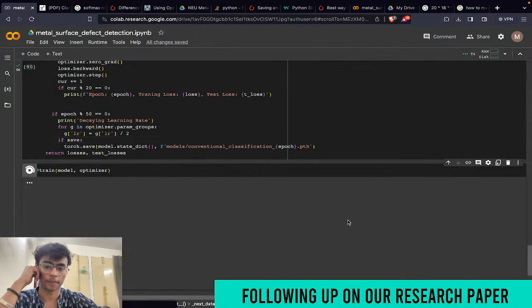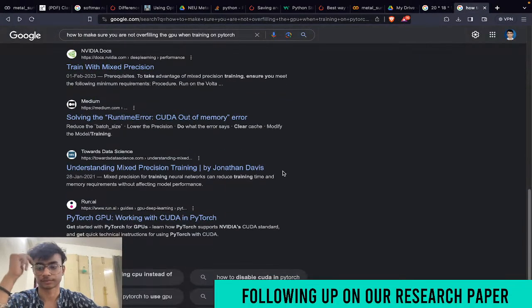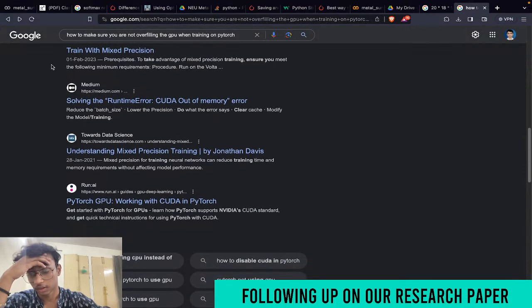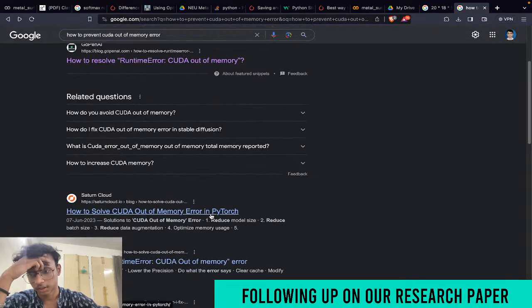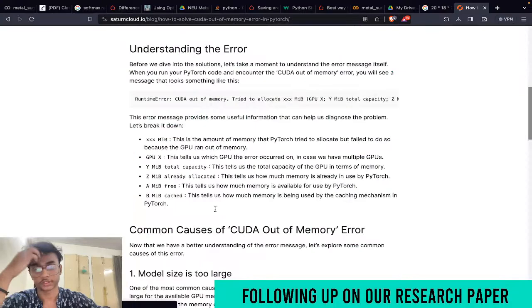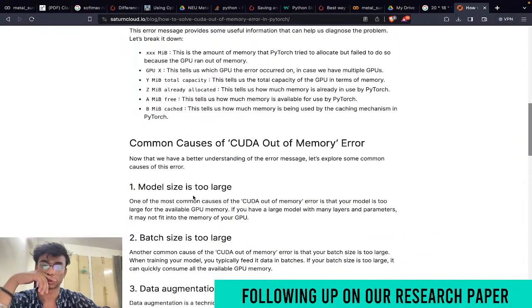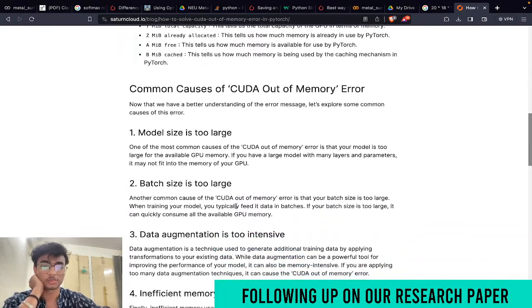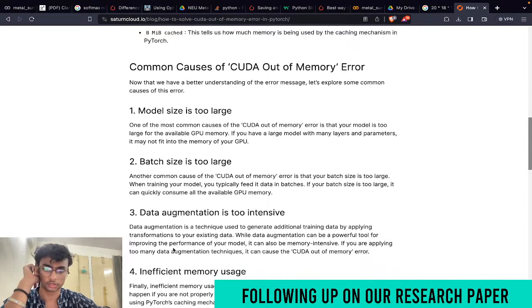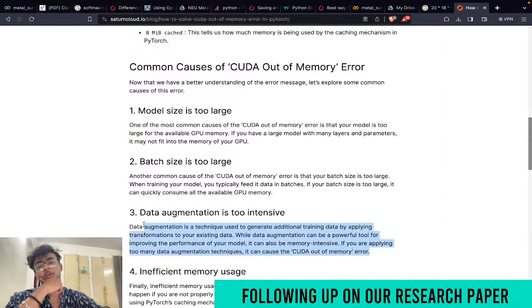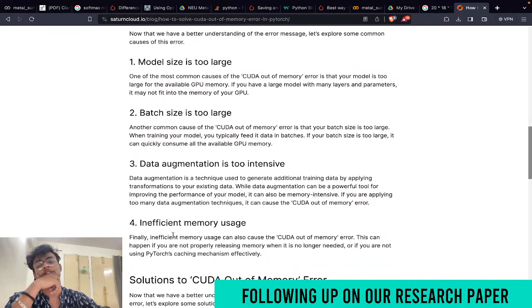That is one way. God, this should not have happened. No, our model is small. Batch size is... We are not applying data augmentation.